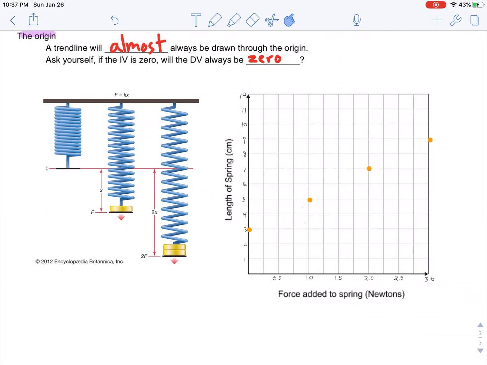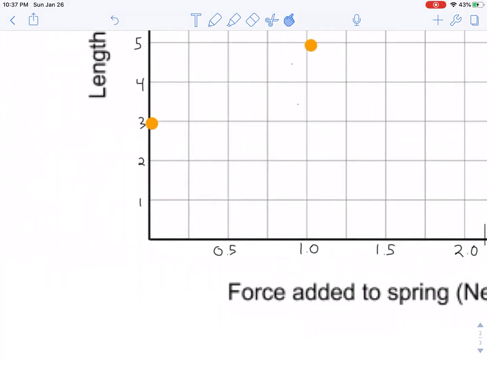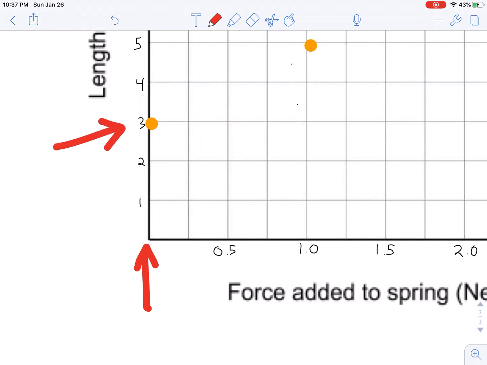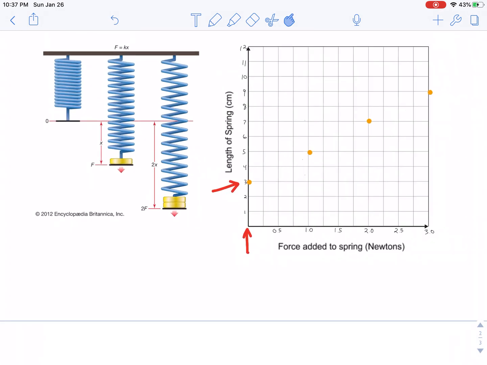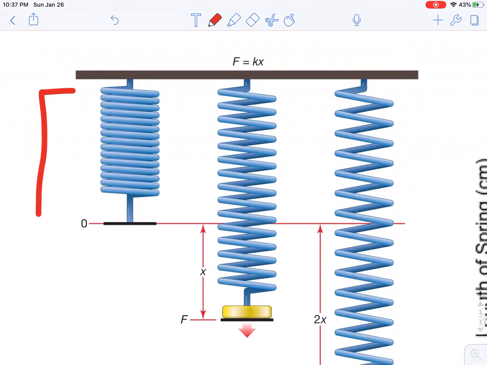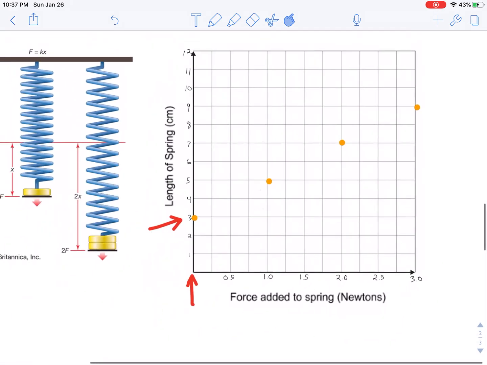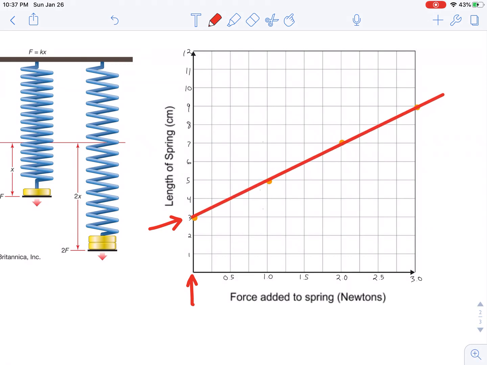Okay, so we've thought about what they're actually doing, and if you notice, if there is no force, meaning they haven't put any mass on the end of that spring, the spring is still 3 centimeters long. So that means that if their independent variable is 0, their dependent variable is still 3. So in this case, you're not going to draw your trend line through the origin. You're going to start at 3. So that would be a case where you don't start at the origin.